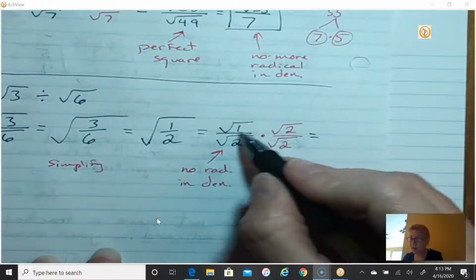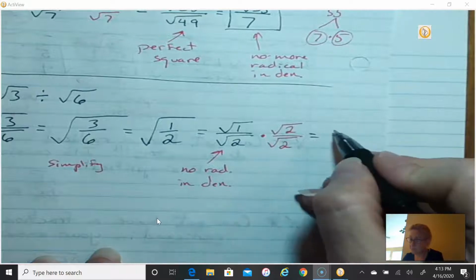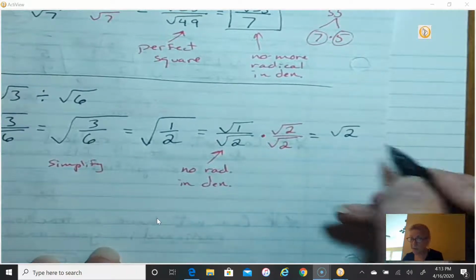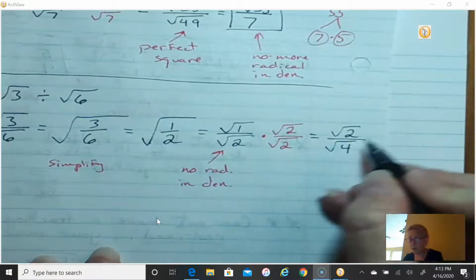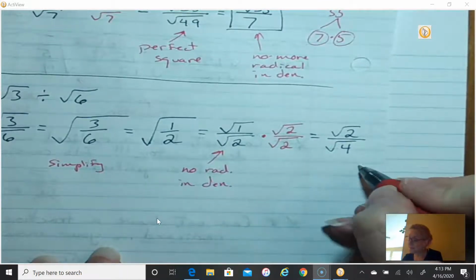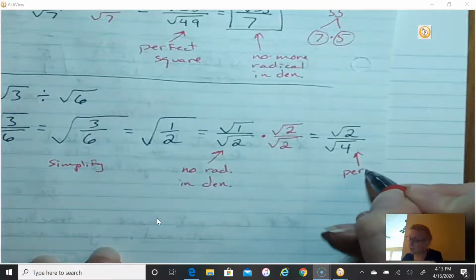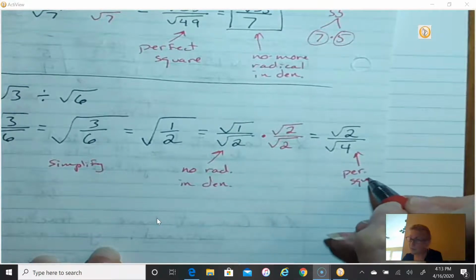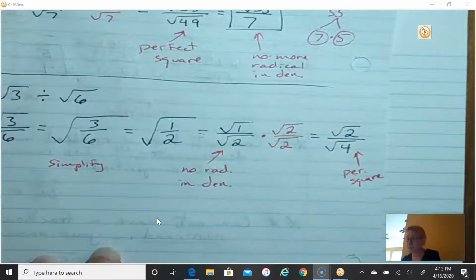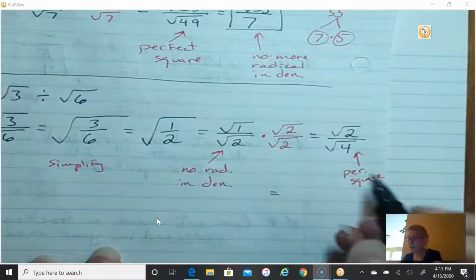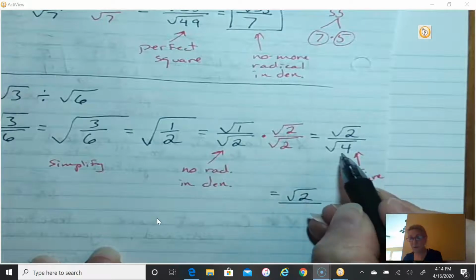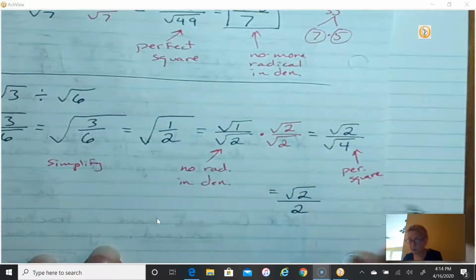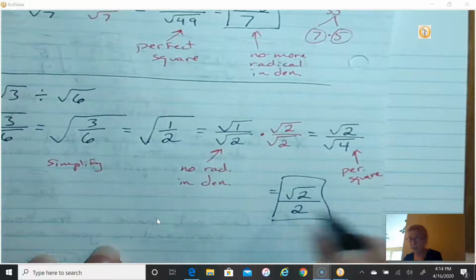So radical 1 times radical 2, radical 2. Radical 2 times radical 2, radical 4. Oh my goodness, we have a perfect square, right? So, square root of 2. What's the square root of 4? Just plain old 2. And that's your answer.